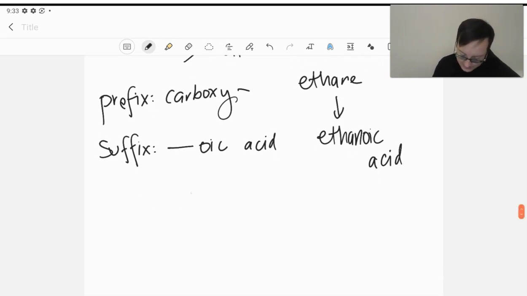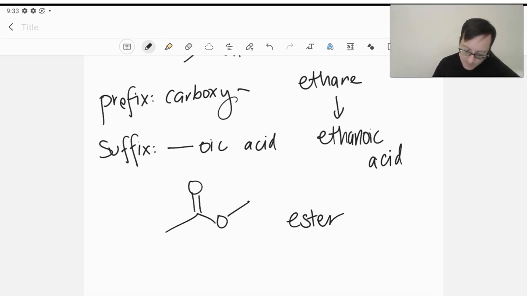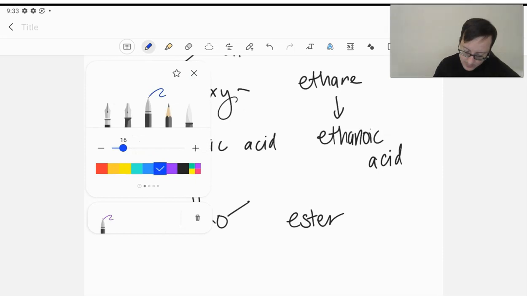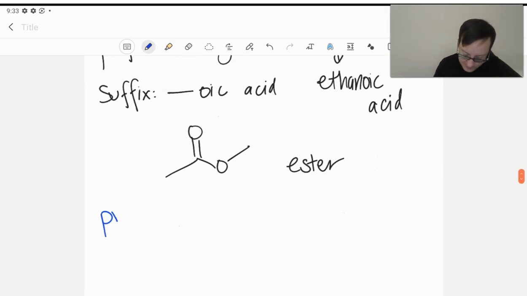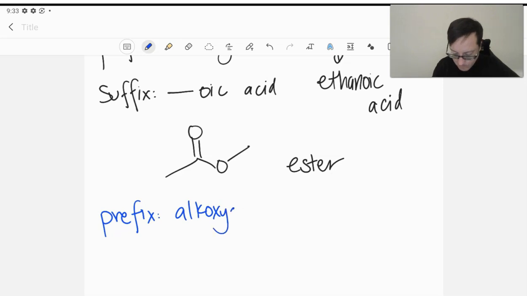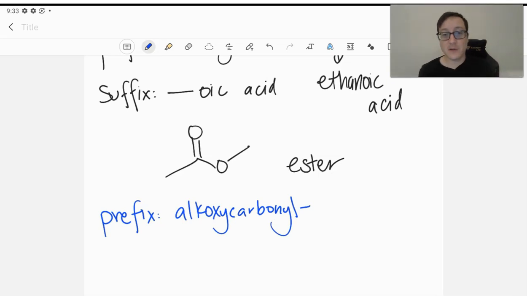For esters, something like this, an ester, let's use another color. The prefix for esters are alkoxycarbonyl, and you'd replace alkoxy with whatever it happens to be. In this case, it would be methoxycarbonyl.